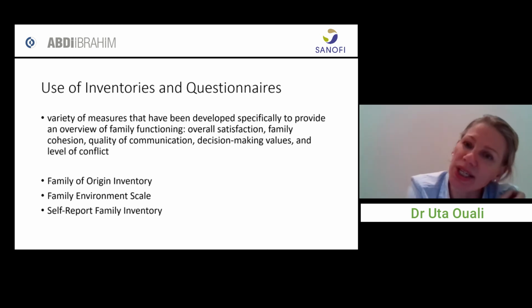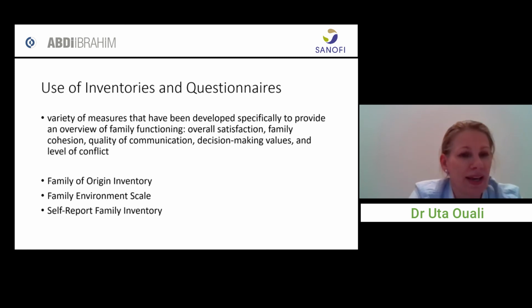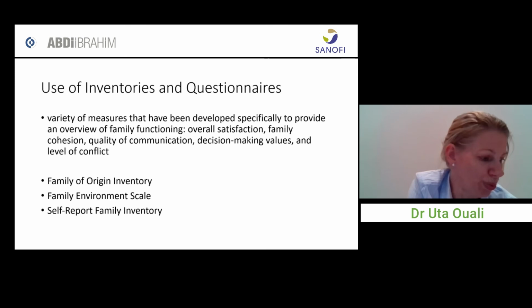Now, next point, the use of inventories and questionnaires. There are a variety of measures that have been developed specifically to provide an overview of family functioning, for example overall satisfaction, family cohesion, quality of communication, and so on. What are the important points of using them? One point is that structured questions can be given that the therapist might not think about in the first place. The second point is that, because you're in a family context, all together, some family members might not want to report verbally during the family interview some of their concerns, and they prefer using scales or questionnaires to put down their concerns.